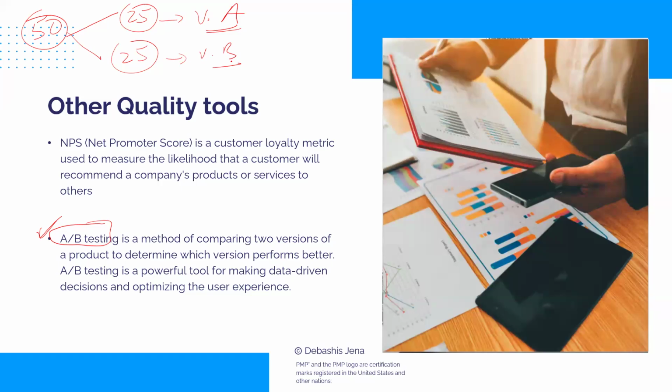Say version A got a better score. That means version A is a good one. So we'll finalize and go for version A. This is the use of A/B testing. That's why I said it's used to compare two versions of a product. It's a powerful tool with which data-driven decisions can be taken. Without this, it's perception-based, and you decide which is better. But A/B testing is an objective way to decide which version is doing better. So these are a couple of other tools in quality.